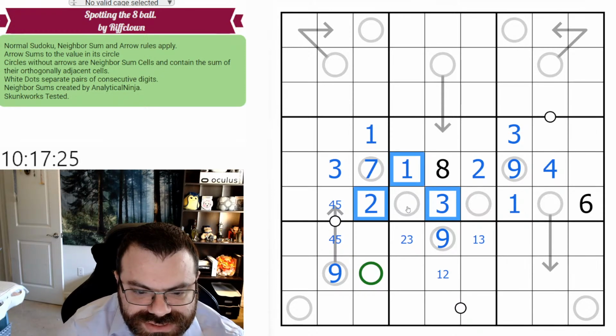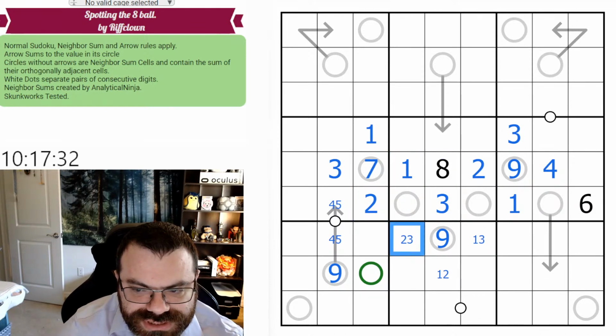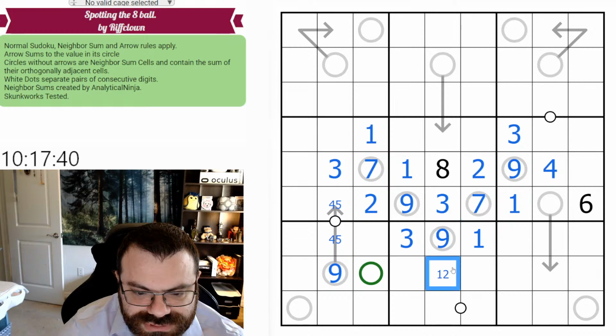These sum to 6 already. So this is a 8 or 9. Oh, it can't be 8. So this is the 3 with a 9. And so this is the 1 with the 7. So that's a 2. What happened? Oh, I put these wrong.